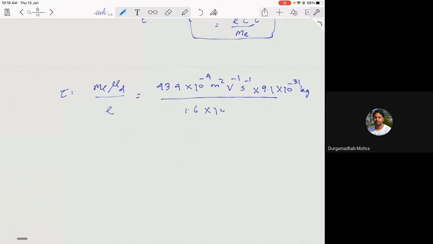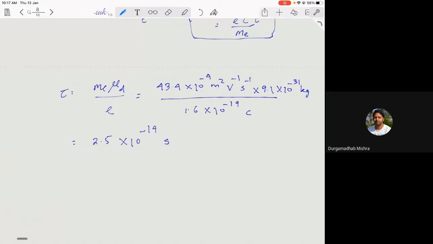So again 1.6 into 10 to the minus 19 coulomb, which after simplifying, you will get a number which is equal to 2.5 into 10 to the power minus 14 seconds. So you can see this relaxation time is really small. Okay, so the scattering is quite high, but it is still fine in terms of getting a reasonable conductivity. So this tau, the time between two collisions, is of the order of 10 to the power minus 14 seconds.